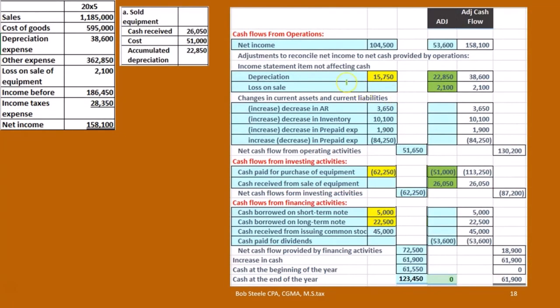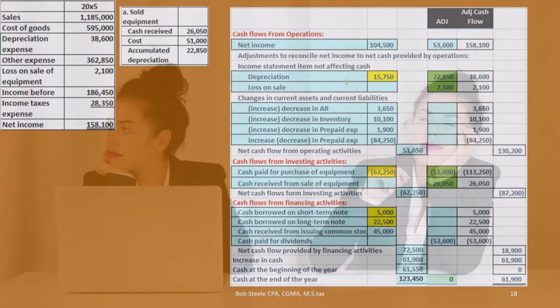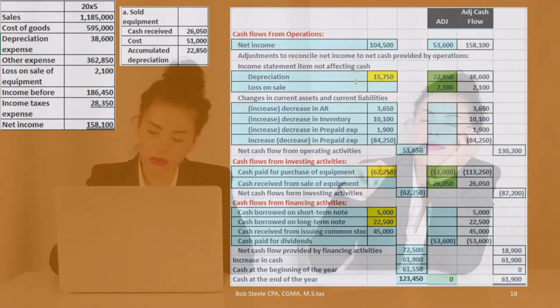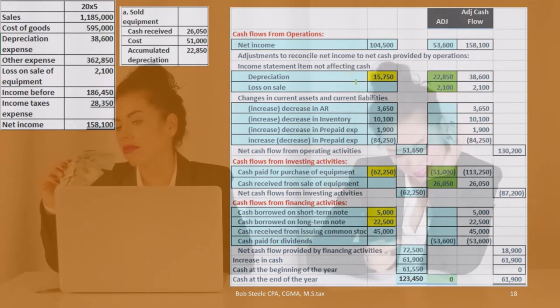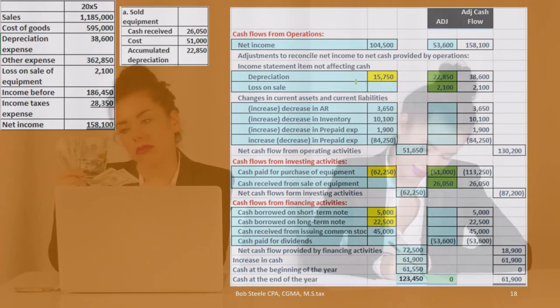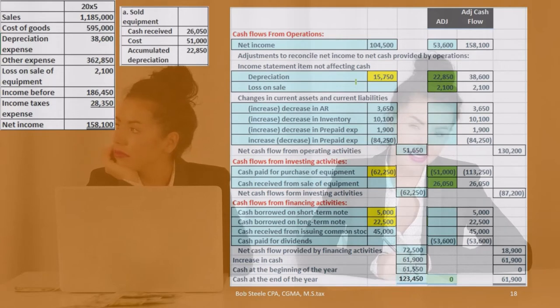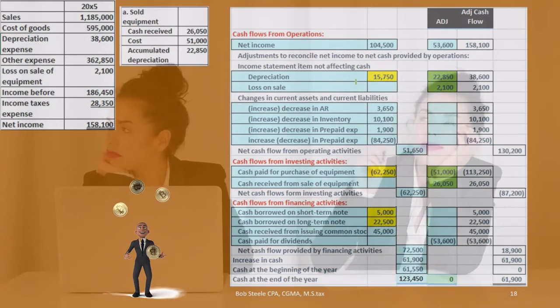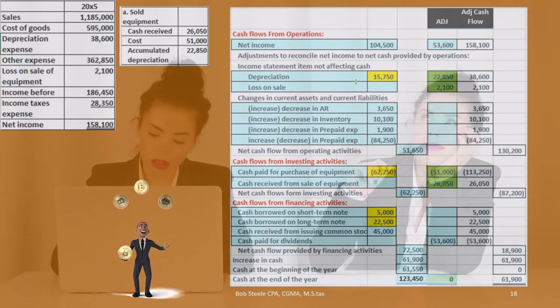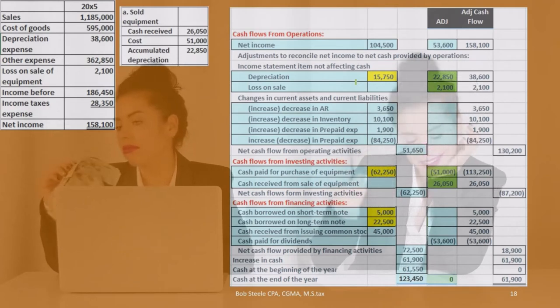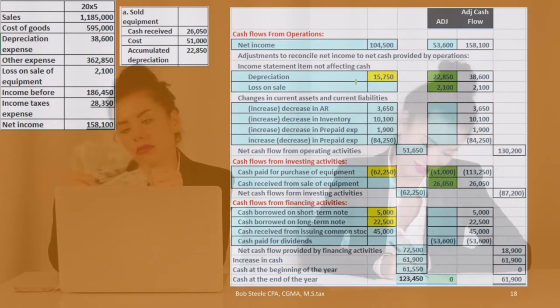So the next one is depreciation here. Again, what we would do is look on the income statement and ask, is depreciation on the income statement equivalent to this 15,750? Because we got to that depreciation by looking at the change in the accumulated depreciation, which is usually the recording of the depreciation expense. That's how we came up with this 15,750. But if we look at the accumulated depreciation, there might be something else affecting it. So we have to compare that.